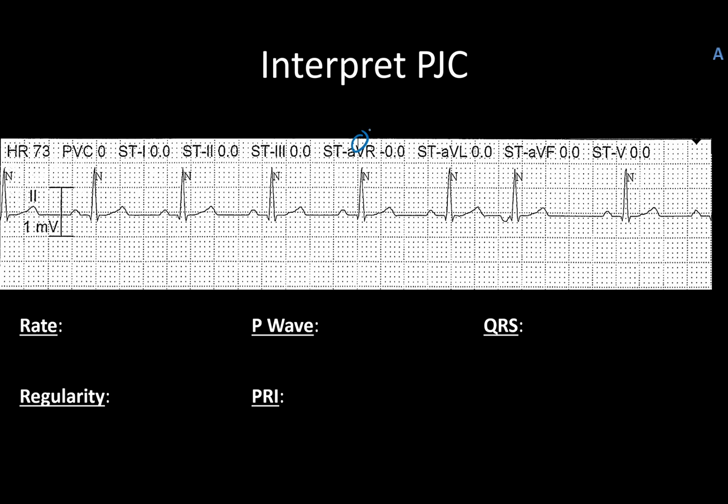Okay, go over our basics. It is a 6-second strip. So we have a heart rate of about 80. And how to get that? Of course, it was 8 times 10. It's irregular for sure. There's no pattern to that irregularity. And it is beat number 7 that is ectopic.